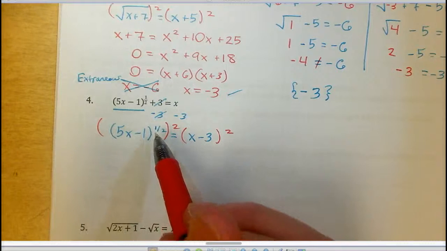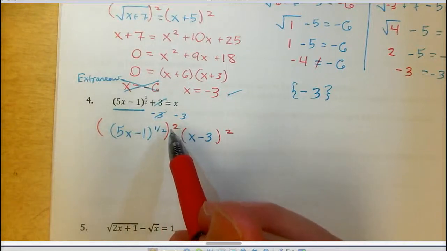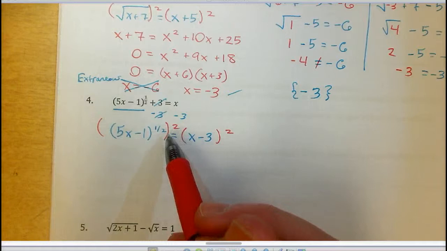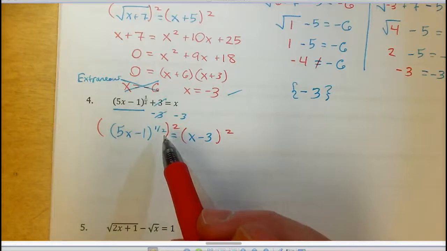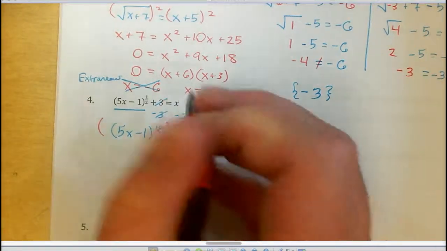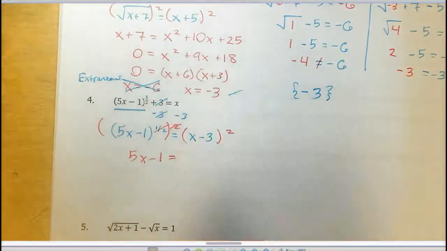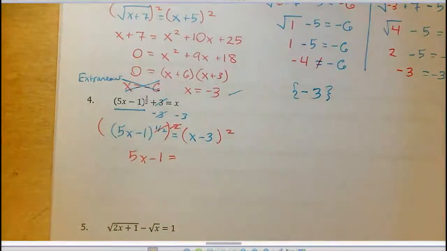When you take a power to a power, you multiply the exponents. So if I take 1/2 here times 2, they just cancel each other out, and I get 5x minus 1 to the first power. Okay, so it works the same way, and it actually makes a little bit more sense when it's written as a fraction exponent. You see that those exponents cancel each other out. That's why the radical cancels when you square it, for all the other problems.